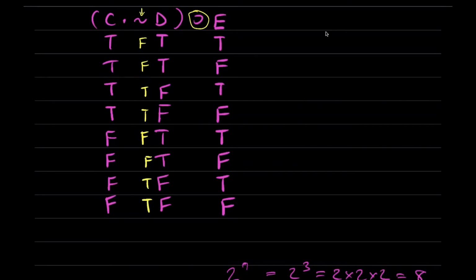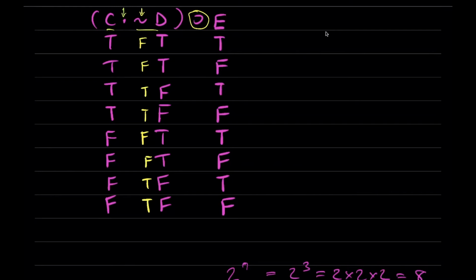Okay. Now, again, we're starting on the inside and working our way out. We're not even concerned with the main operator yet. The connective with the next largest scope is this dot. And that dot connects C and it connects not D.